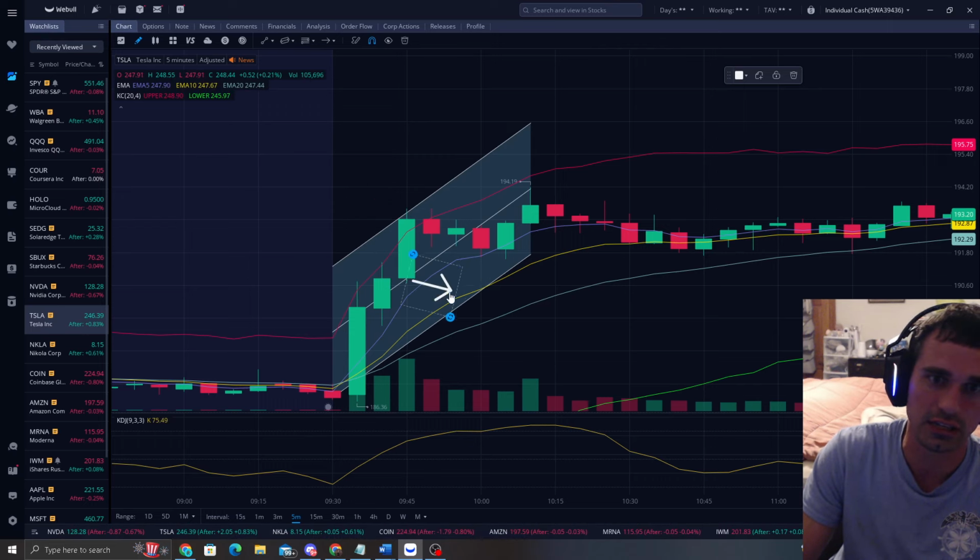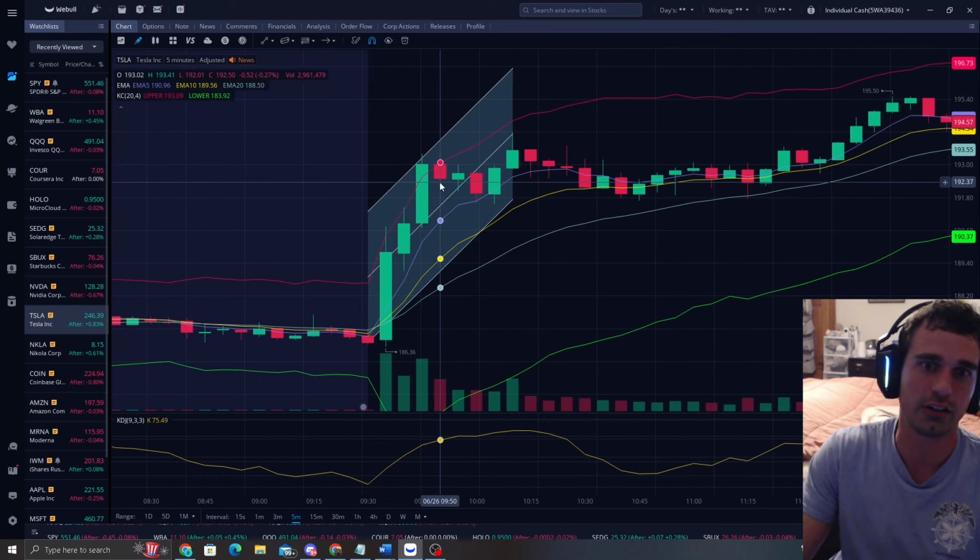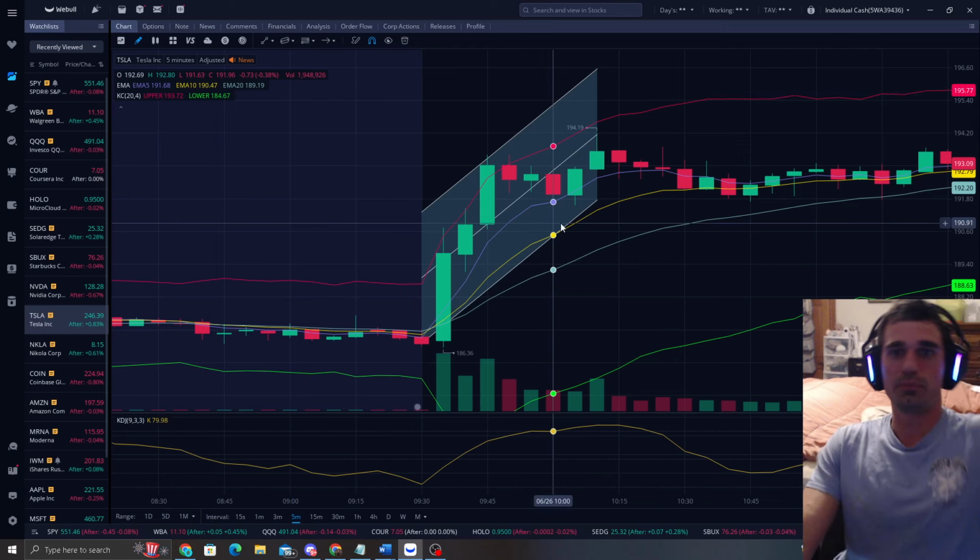If it hits the EMA 10, then you're out no matter what, and that's kind of like your stop loss. Right in here is just a high probability that you get a trend reversal, and that's all you're trying to predict.